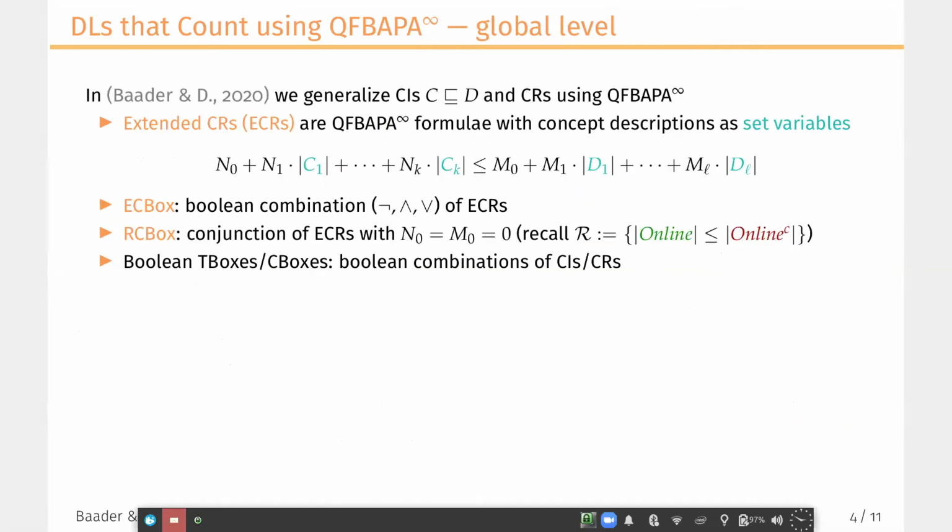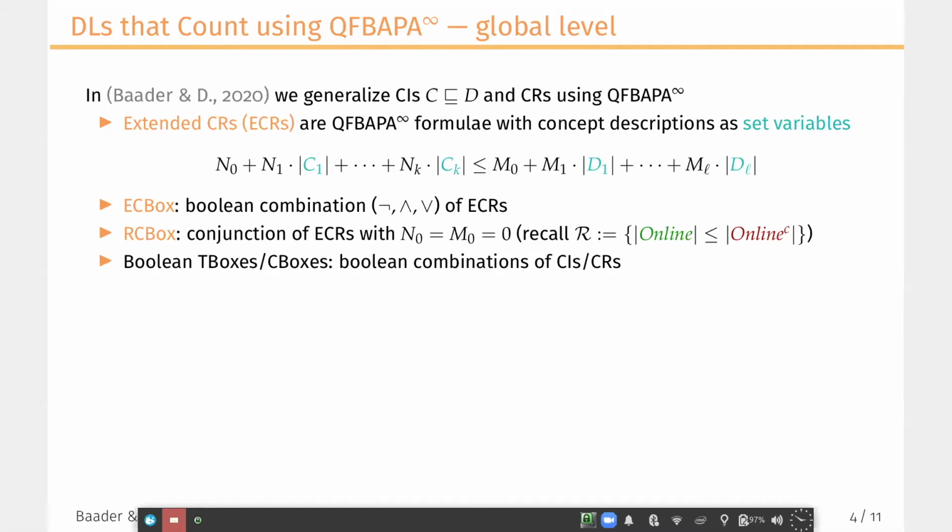On the global level, we introduce in this paper, or let's say the paper that we then abstracted and summarized, a generalization of cardinality restriction and concept inclusions in the form of extended cardinality restrictions, which are nothing else than QF-BAPA infinity formulae that have as variables concept descriptions. We refer to as an EC box a Boolean combination of such restrictions.